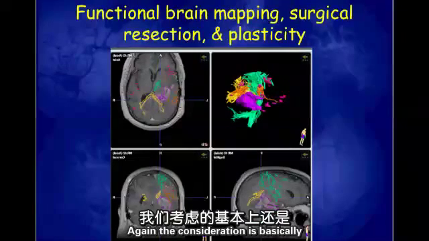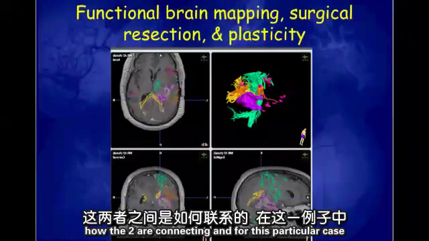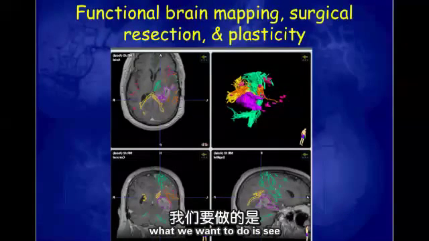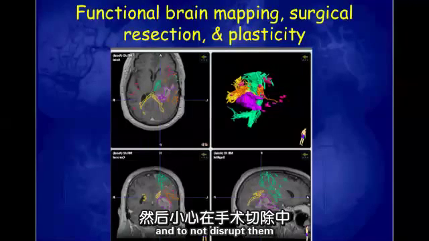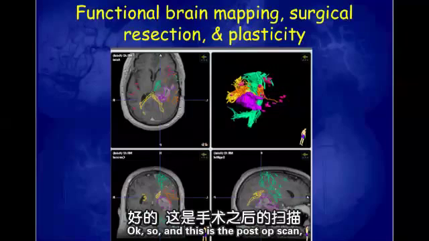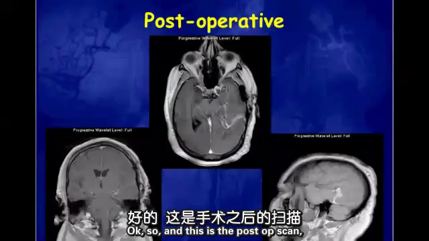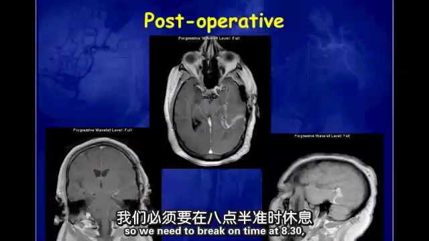Again, the consideration is basically how the two are connecting. And for this particular case, what we want to do is see where the posterior corpus callosal fibers are, and to not disrupt those in terms of the surgical resection. Okay, and this is the post-op scan. Let me get right on time at 8:30.